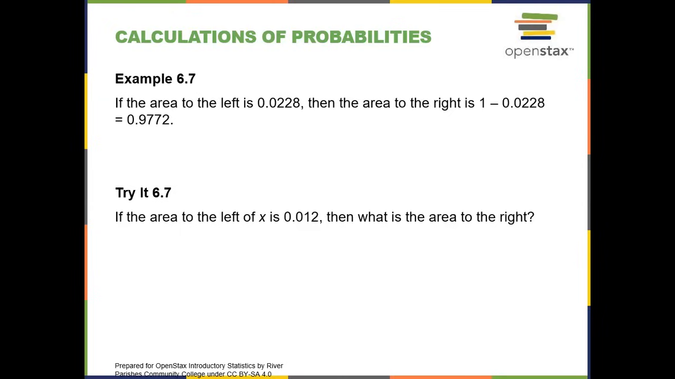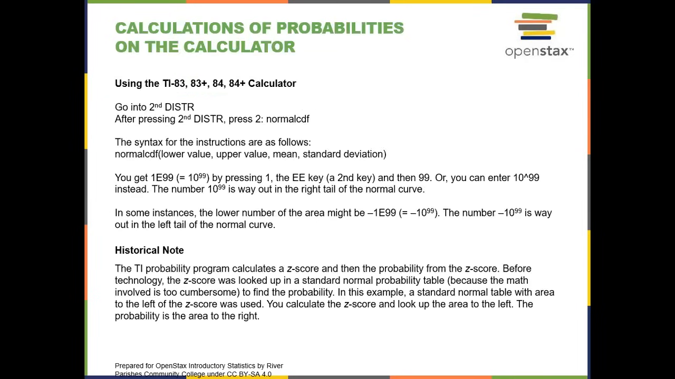So if the area to the left is 0.0228, the area to the right is 1 minus that. In Try 6.7, the area to the left is 0.012, so the area to the right is 1 minus 0.012, which is 0.988. What does it mean? It means 98.8% of the area will fall to the right of whatever the z value is. So here they show you how to do it by calculator.